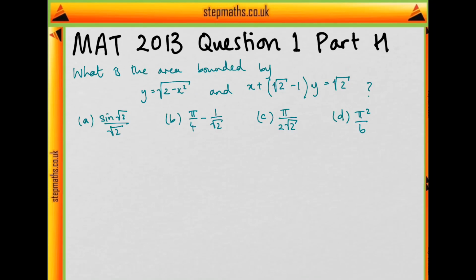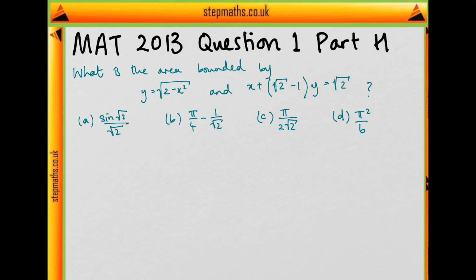Hello, so in this video I'm going to go through part H on question 1 on the 2013 math paper, and this question wants to know what is the area that is bounded by these two graphs. Okay, well we can see that this second graph is just going to be a straight line. I mean, the highest power of x we have is just 1.